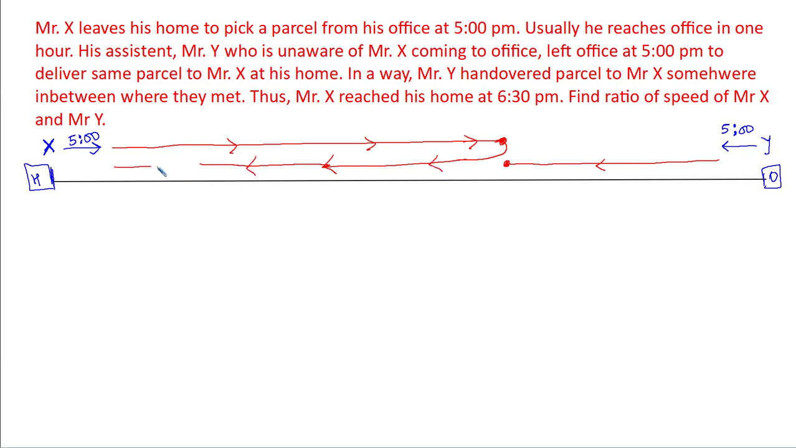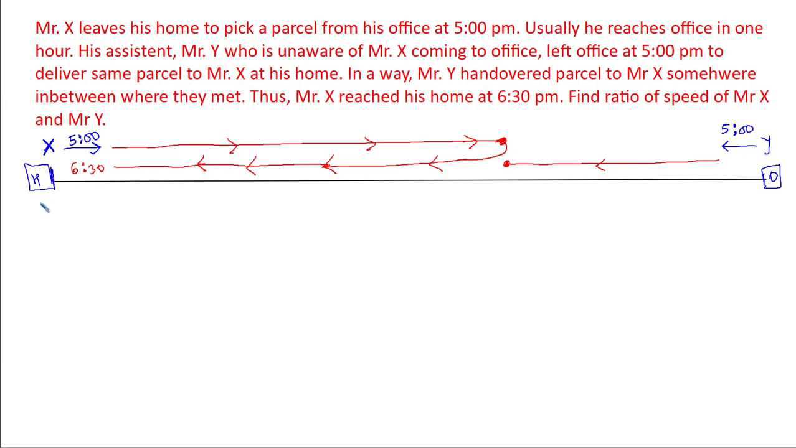And he reaches home at what time? He reaches home at 6:30. Okay, so now usually, or ideally, X is supposed to reach home at what time? Let's calculate that. He usually takes 1 hour to reach the office from home. Home to office is 5 o'clock to 6 o'clock, then office to home is 6 o'clock to 7 o'clock.